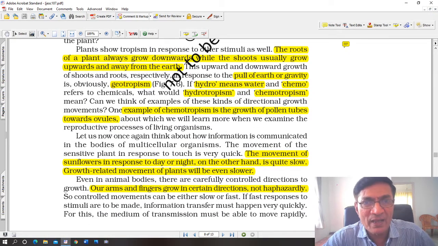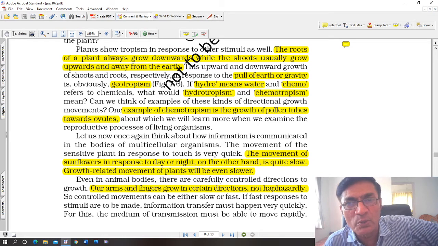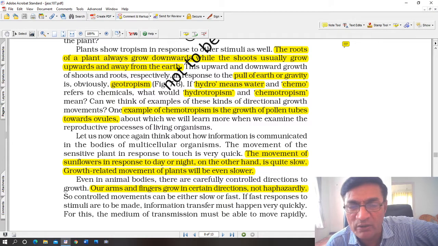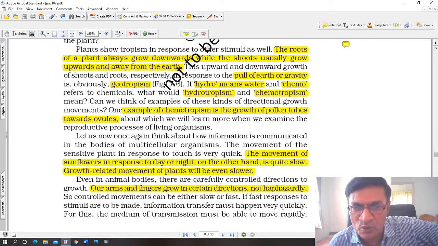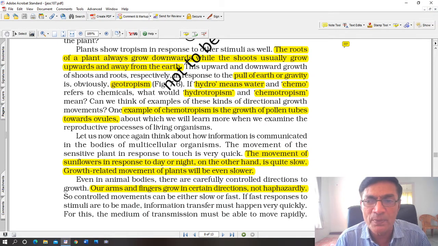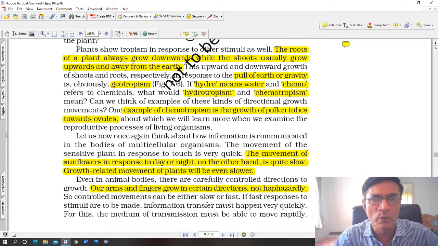Plants show tropism in response to other stimuli as well. The roots of a plant always grow downwards while the shoots usually grow upwards and away from the earth. This upward and downward growth of shoots and roots respectively in response to the pull of earth or gravity is geotropism. If hydro means water and chemo refers to chemicals, what would be hydrotropism and chemotropism? Well, it's very easy to understand.